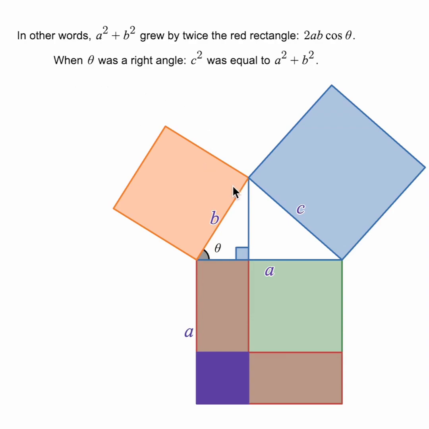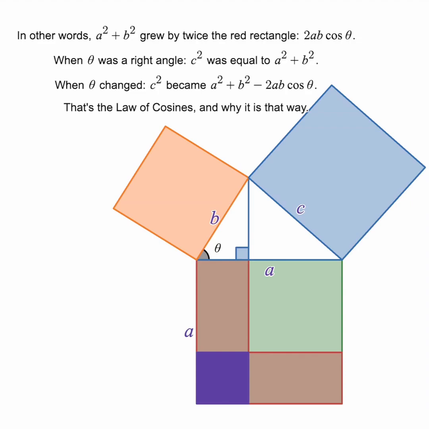When theta was a right angle, c squared was just equal to a squared plus b squared. When it changed and a and b grew so that it's not a right angle anymore, now it's equal to a squared plus b squared minus 2ab cos theta. So that's the law of cosines. And that's why it is that way.